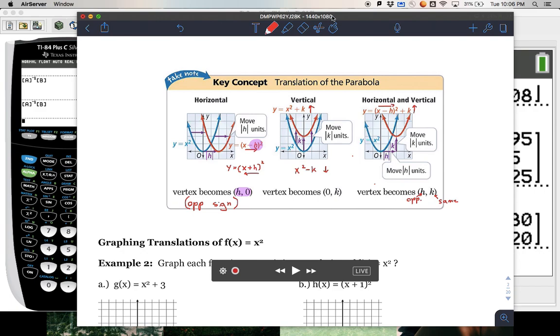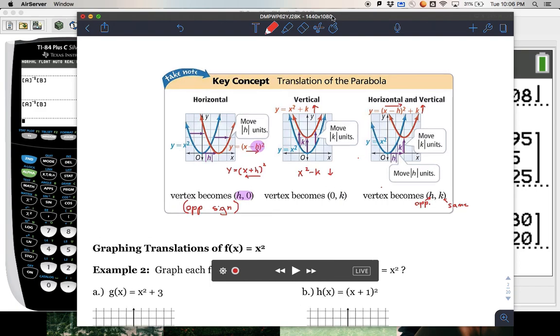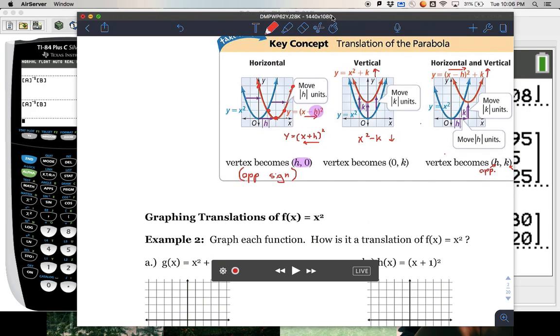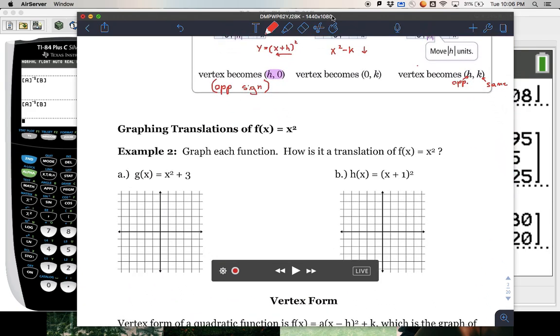Now, with the parent function, whenever a is 1, what's nice about it is that these graphs follow the same type of pattern where it goes over 1 and then up 1, and then you can go over 2 and then up 4. And they're always going to follow that pattern if a is 1, because that's going to speed up some of the graphing that we're going to have to do here in a moment.